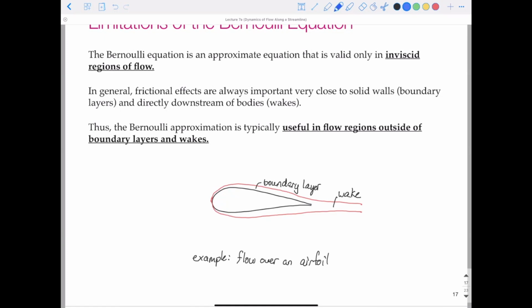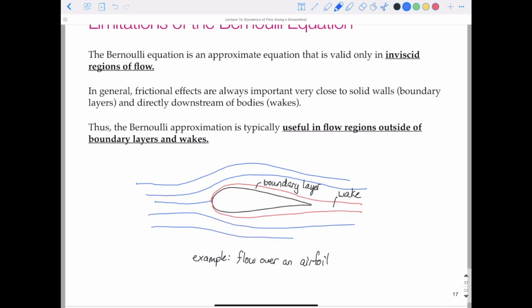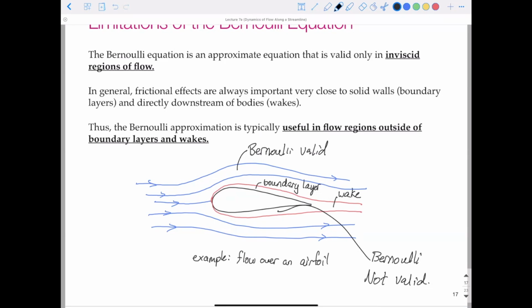And so outside of our boundary layer, we would have our streamlines. Might look something like this. So Bernoulli is valid here. And it is not valid here. So if we have a flow device or some object that is moving through a fluid or flow moving around an object, our Bernoulli equation is not valid within that boundary layer.